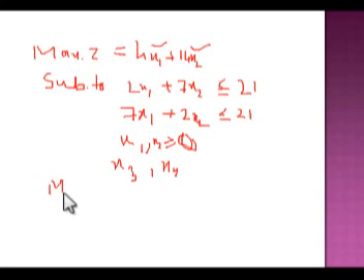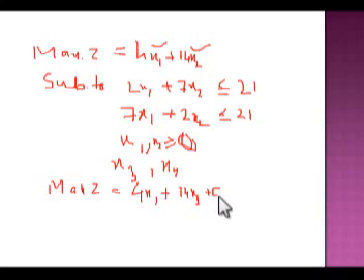Make z equal to 4x1 plus 14x2, and these are slack variables just introduced. It does not affect the objective function, that's why its coefficient must be 0. So I am taking 0 coefficient for both the slack variables, and the constraints will now be equations.